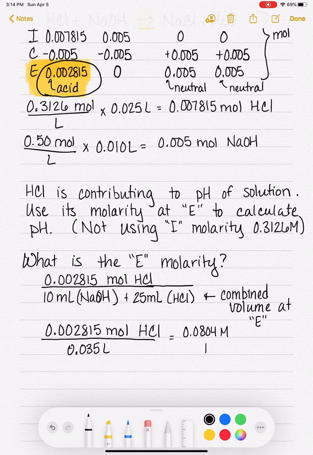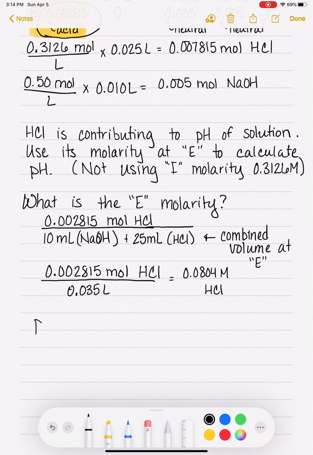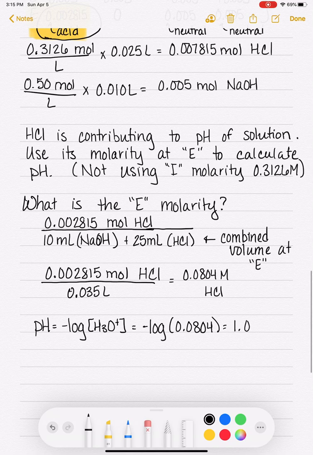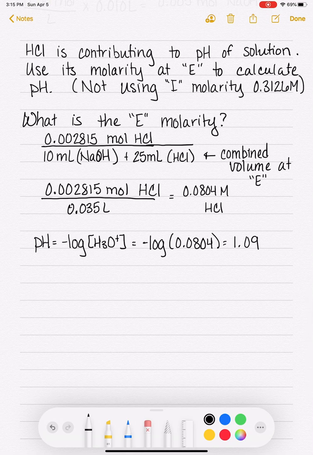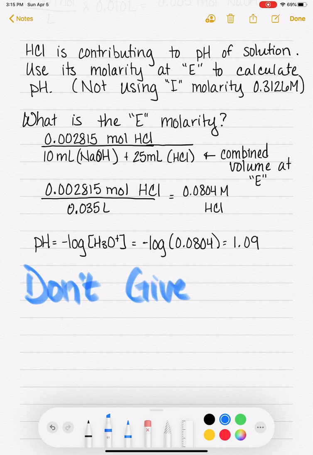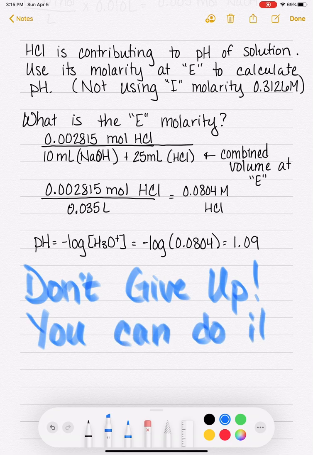That works out to 0.0804 molar HCl. And remember, what we're trying to do here is calculate the pH. pH is the negative log of the H3O plus concentration. For a strong acid, the concentration of the acid is the concentration of the H3O plus. And the pH of this solution is 1.09. I know that this is really, really hard stuff. You guys are doing awesome.